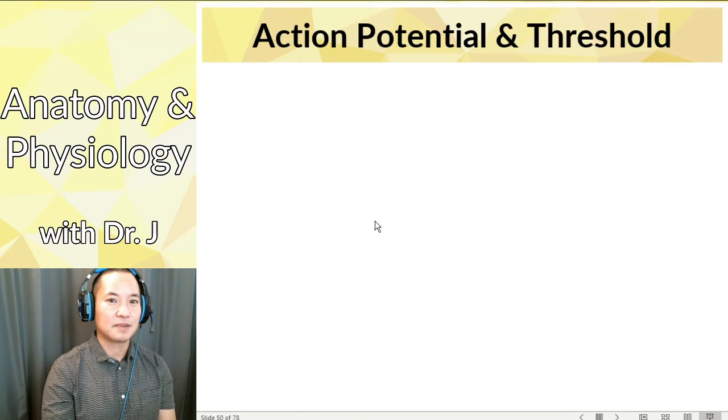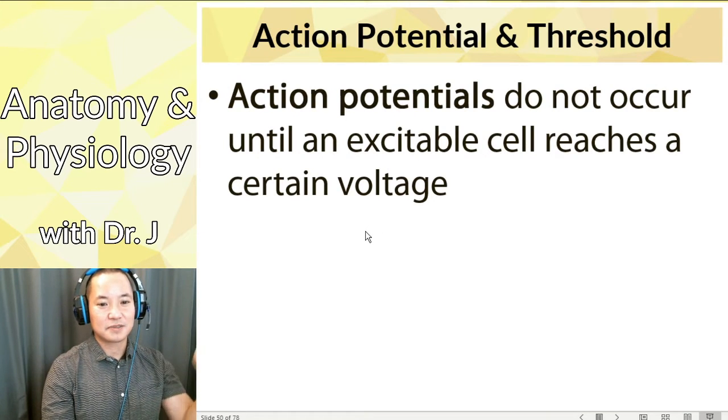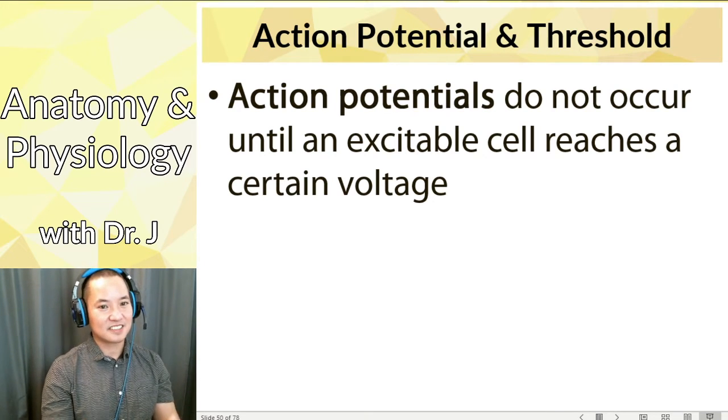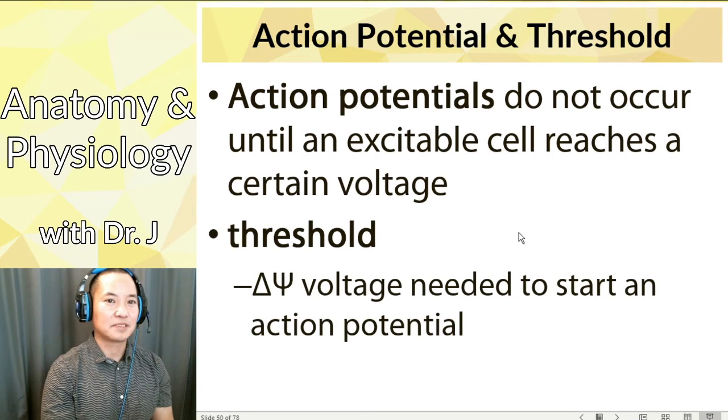Now, then we have to talk about a concept called threshold. So action potentials, these changes, these wide fluctuations, these increases when it gets more positive and negative and resets again, this doesn't actually occur spontaneously. It doesn't occur by itself. It only happens when an excitable cell, such as a neuron, reaches a certain membrane potential. So this is what we call a threshold. This is the membrane potential you need to actually start an action potential. So a cell isn't going to just fire randomly and do an action potential. They need to actually reach a certain peak.